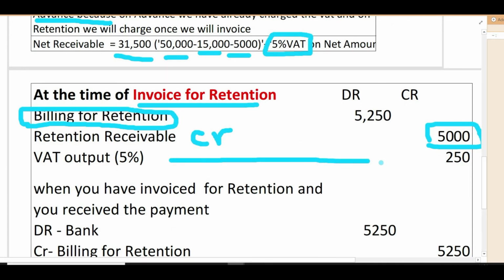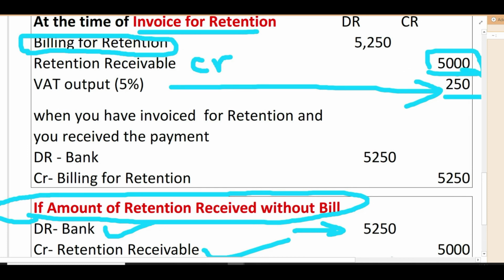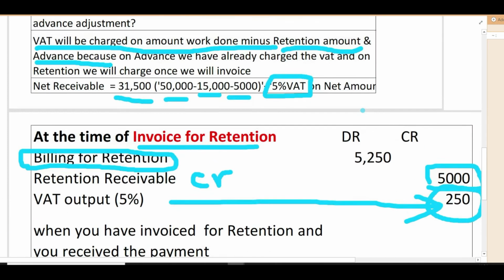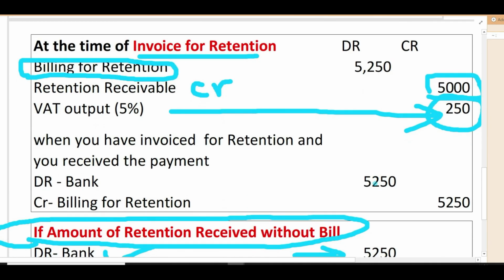You have to charge VAT on that as well, because as per law you have to charge the VAT either at the time of invoice or when you actually receive. So at the time of invoice you will also charge. Charging means you are claiming them to pay you 5,000 for your retention and you are asking them to pay VAT as well. And if they ask you why they will pay VAT on retention, you will tell them we have not charged you VAT over here, we are charging on the net amount. As per law as well, you will book billing for retention as a debit.